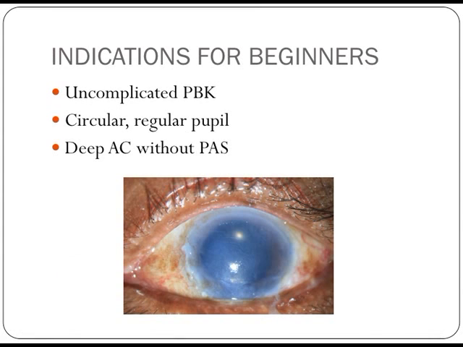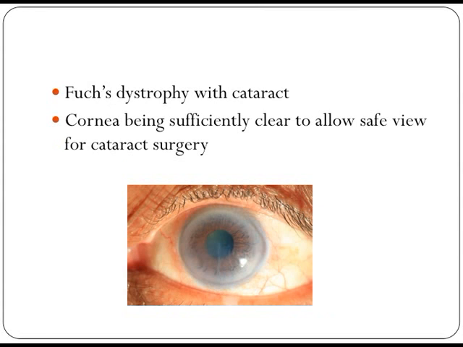So good indications for the beginners are uncomplicated pseudophakic bullous keratopathy, where there is no vitreous in the AC, the pupil is circular and regular, the anterior chamber is deep, there are no posterior synechiae, there are no anterior synechiae. The second being Fuchs dystrophy with cataract. The experienced cataract surgeon who is transforming from PK to DSEC can do a combined procedure either with SICS or phaco and endothelial keratoplasty, as this technique does not require any additional skill, provided the cornea is sufficiently clear to allow safe view for the cataract surgery.